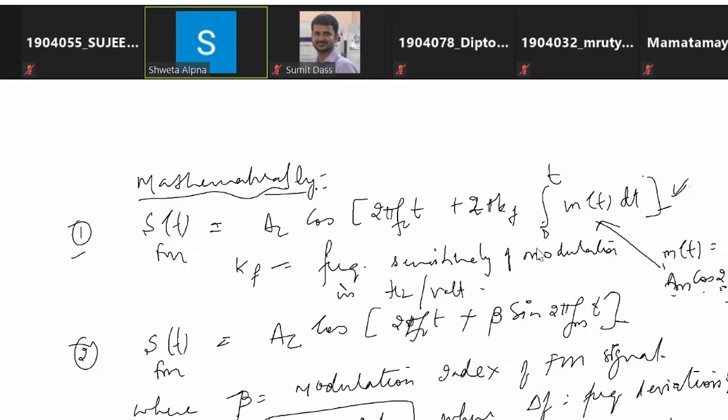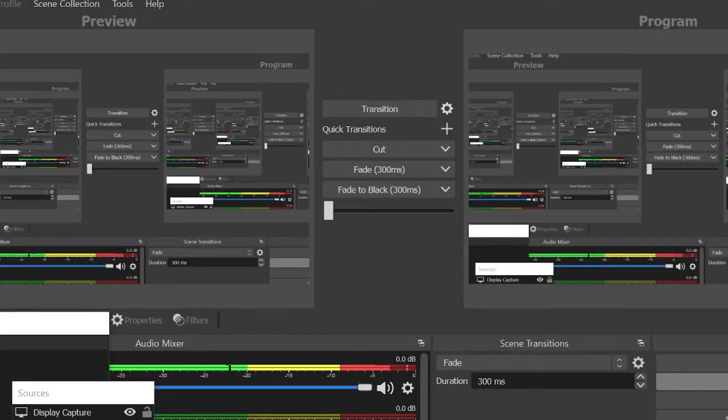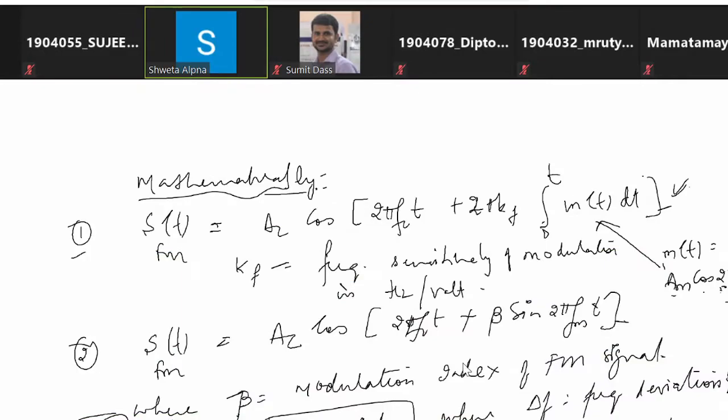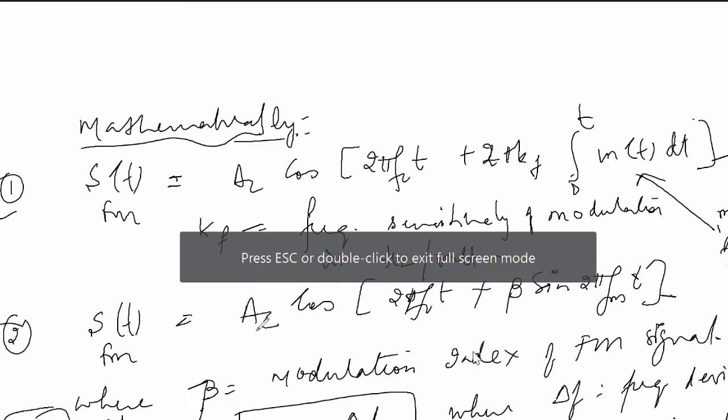This is what you get after integration in the derivation. So KF into AM is nothing but your frequency deviation, and FM is the message frequency, which gives rise to this expression del F by FM, which is called the modulation index beta of the FM signal. So this is the second expression of the FM.